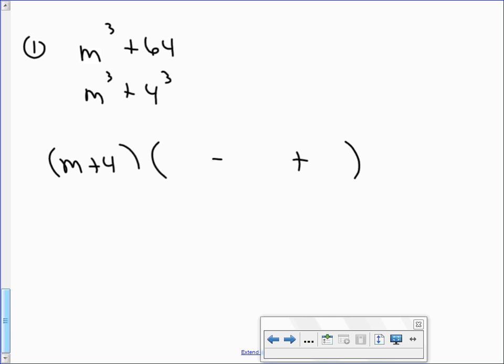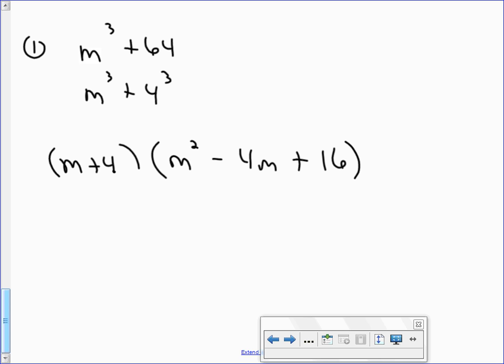So what do you multiply? How do you get from the binomial to the trinomial? This is just a memorized factoring pattern. The first term is whatever you put here, squared. The one on the far end is whatever you put here, squared. So what's 4 squared? 16. And the term in the middle is these two multiplied times each other, 4 times m.